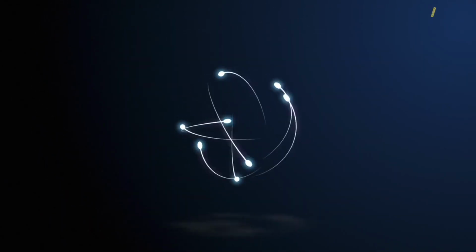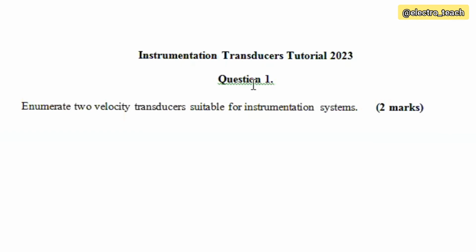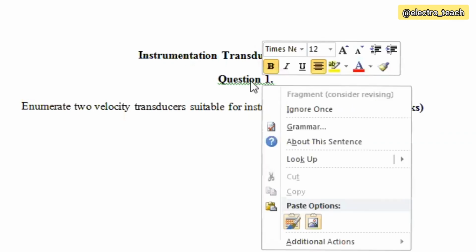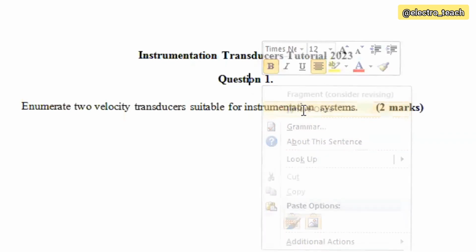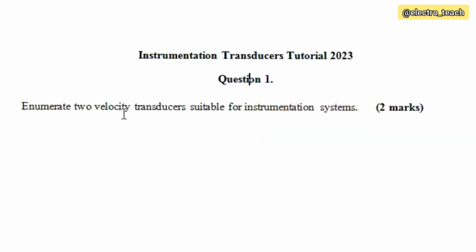Right, welcome all. We want to go through the solution to this tutorial problem. We want to learn a few things from the tests. The first question of the test, the instrumentation transducers test, asks us to enumerate two velocity transducers suitable for instrumentation systems.